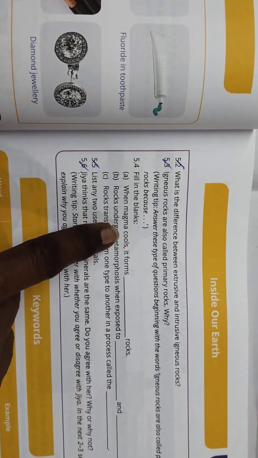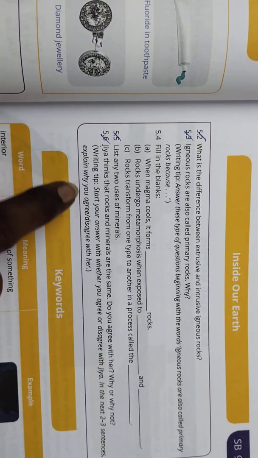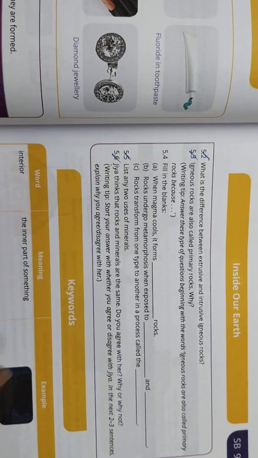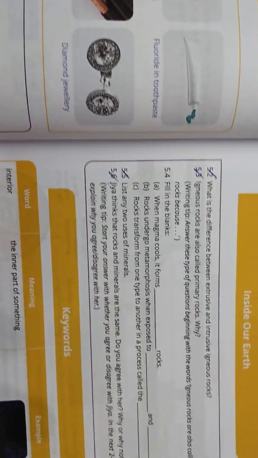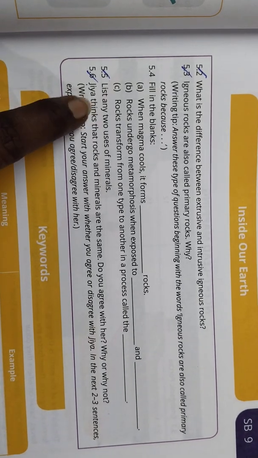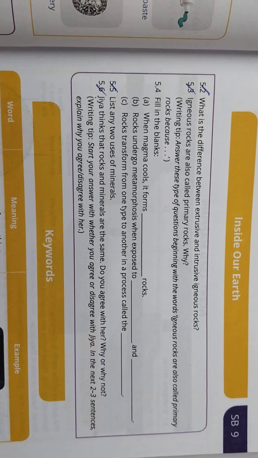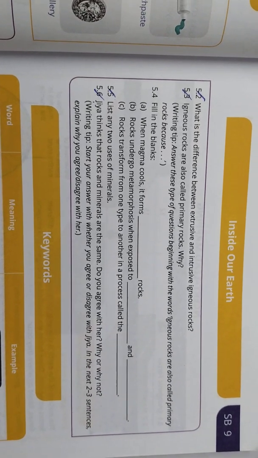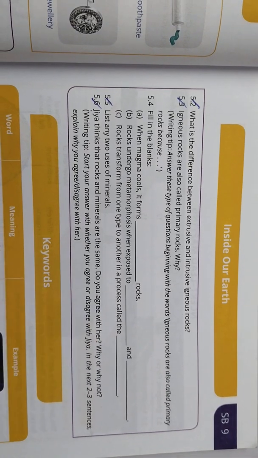Okay. Then filling the blanks. You have to read the fill-ups and write the answers, and list any 2 uses of minerals. Here you saw 6 uses of minerals. From that you can write any 2 things. Then GR thinks that rocks and minerals are the same. Did you find that rocks and minerals are the same? Do you agree with that? If not, you have to mention why and why not.